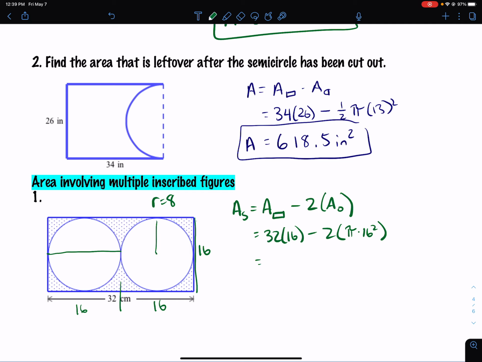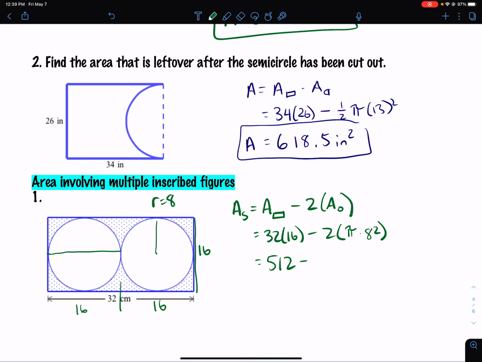So 32 times 16 is 512. Now I've got to subtract what this equals. So 16 squared is 256 times 3.14. What did I do wrong here? Times 2. Okay, I missed something up here. Oh, I put the radius as 16. Good catch there, class. So that's 8 squared. That's why my number was way too high.